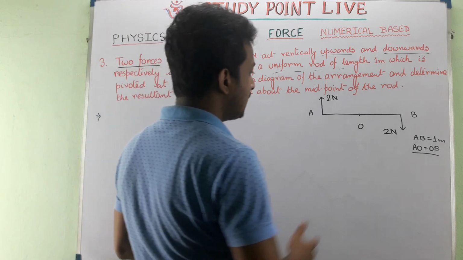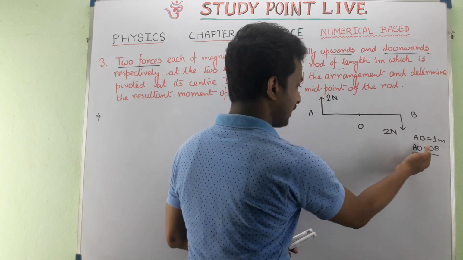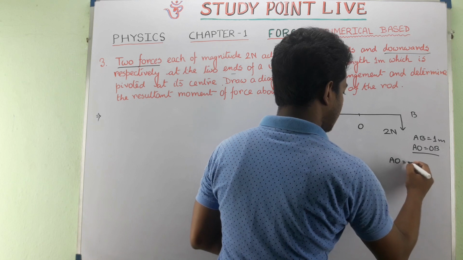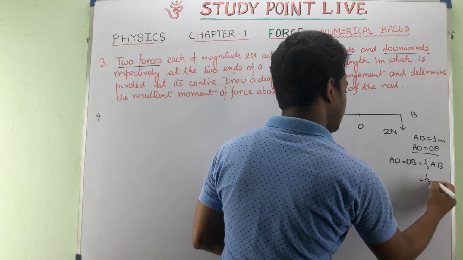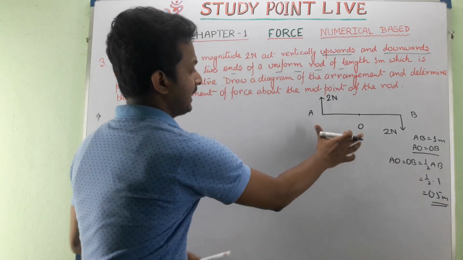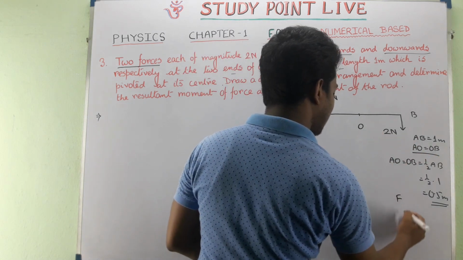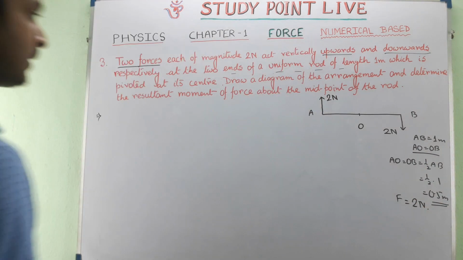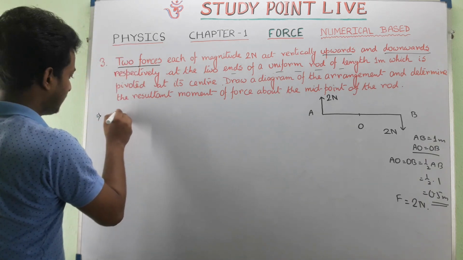Now from here, what are the things we have right now? AB, the total length is 1 meter, so we can say AO is equal to OB is equal to half of AB. Half of AB is 0.5 meter. This is the length of AO and OB. And the other thing we have is force, that is 2 Newton. See, for the left part, the thing will be like that.